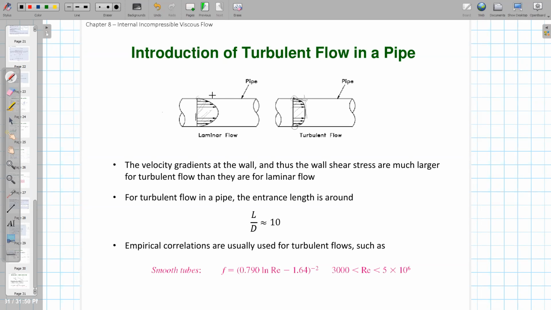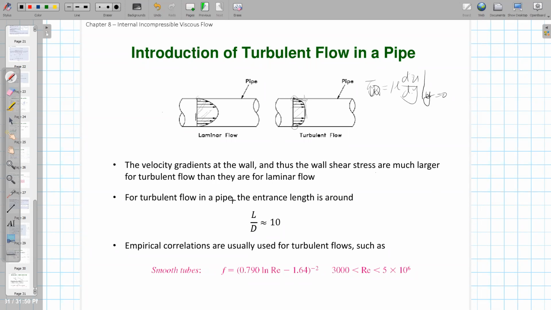So what does that mean? Because tau yx is equal to this one, right? Tau of wall, okay, at y equal to 0. So what does that mean? That means that because this slope here, this du/dy, is larger than here, usually the wall shear stress at the wall is much larger in the turbulent flow than in the laminar flow.